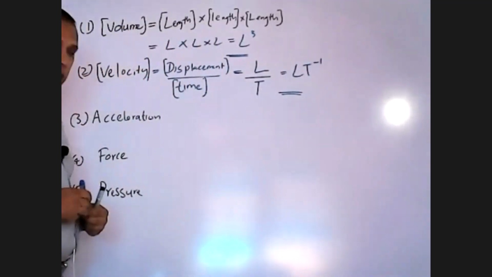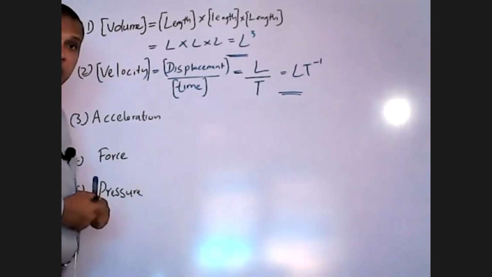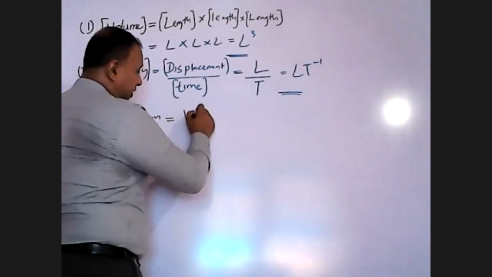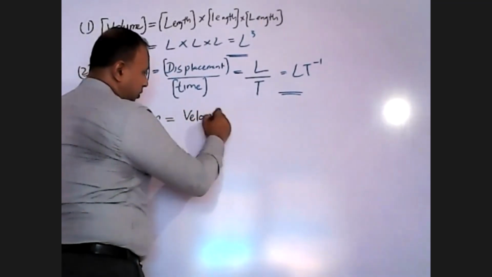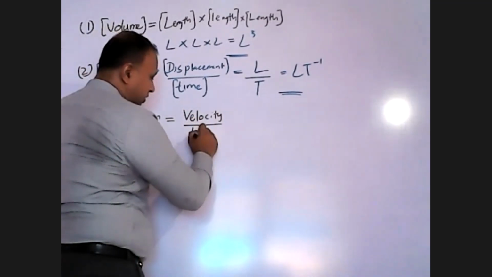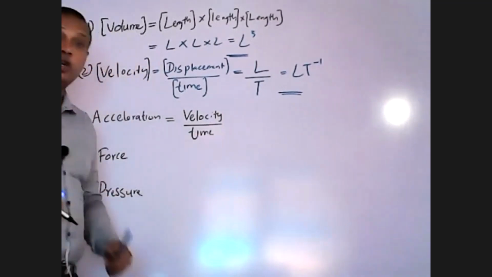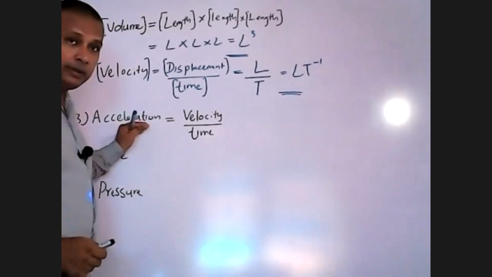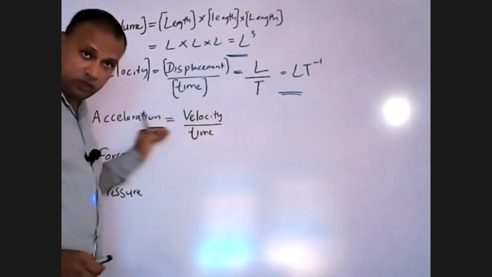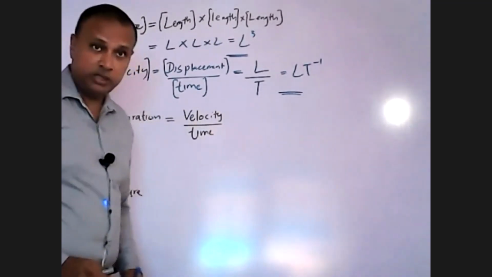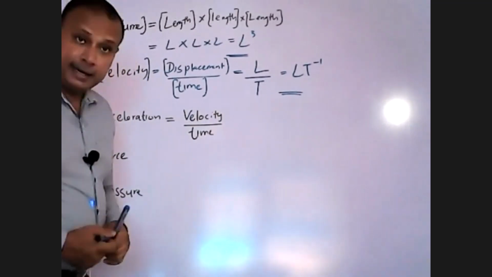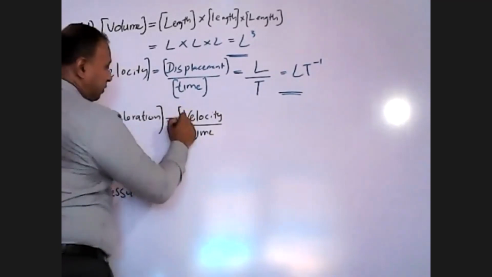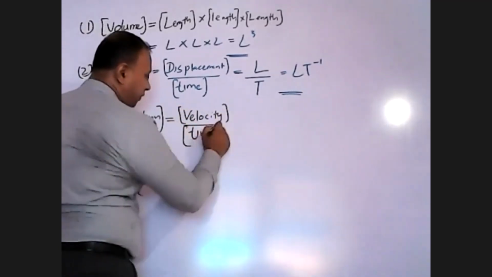LT^-1. Acceleration. Acceleration is equal to velocity over time. So this is our first step, write the equation. That is our first step. Then we have to apply the dimensions. The dimension of acceleration is equal to the dimension of velocity over the dimension of time.